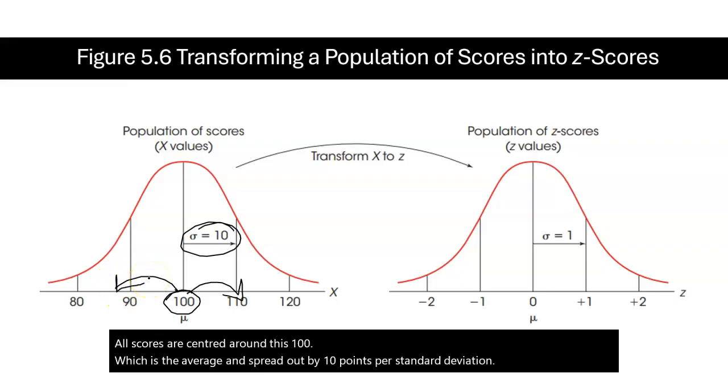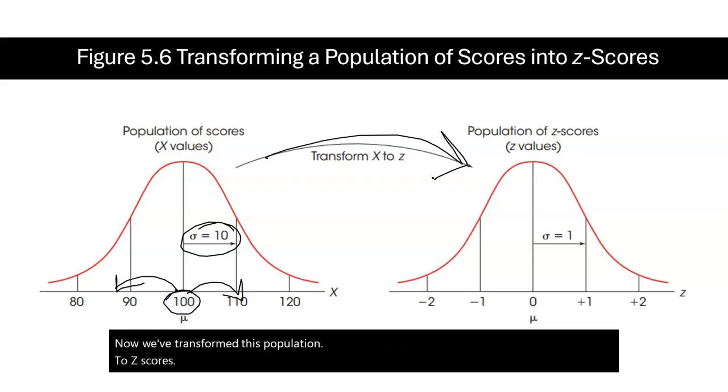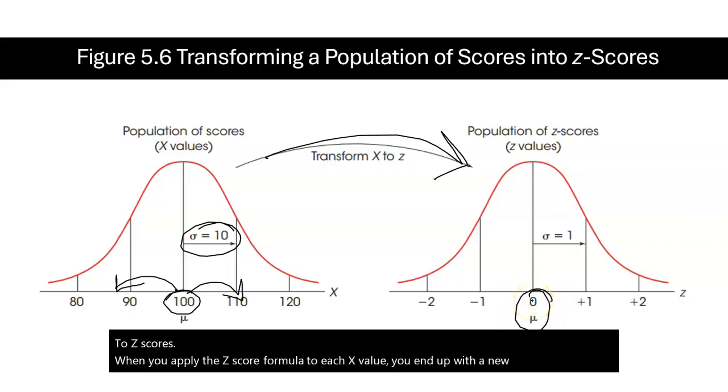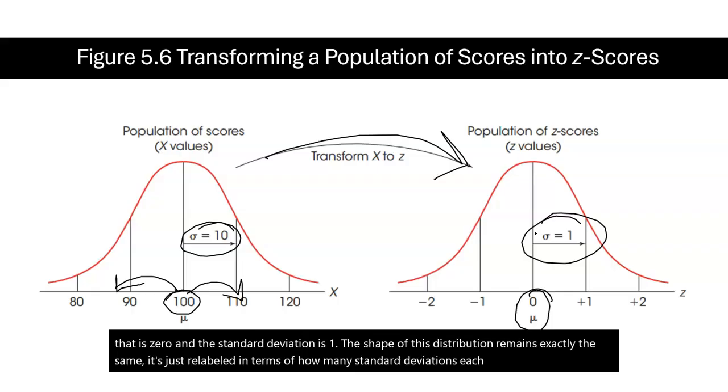Now we've transformed this population to z-scores. When you apply the z-score formula to each x value, you end up with a new distribution mean that is 0, and the standard deviation is 1. The shape of this distribution remains exactly the same. It's just relabeled in terms of how many standard deviations each score is from the mean.